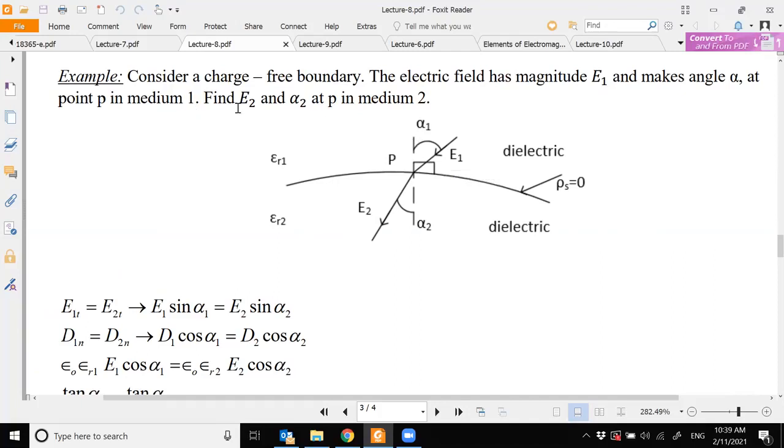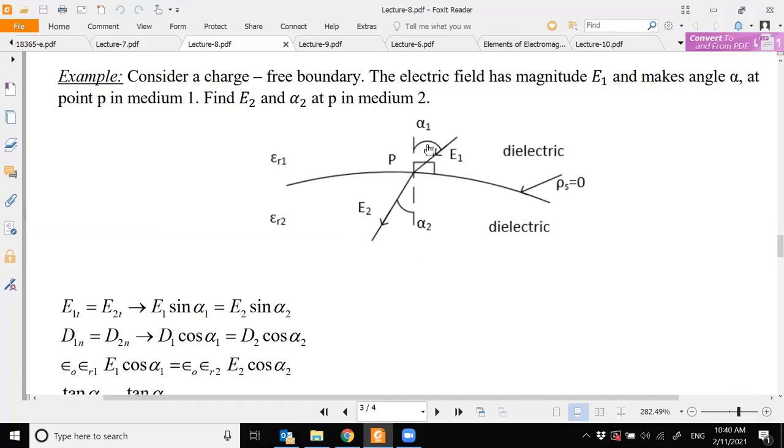Now we need to find the magnitude E2 and the angle it is making at point P, which is alpha 2, but we need to find it in medium 2. So this is a dielectric medium. Therefore, there is no surface charge density. Surface charge density is 0. And this is E1. Alpha 1 is known to us. Can you find E2 and alpha 2? This is what the question says.